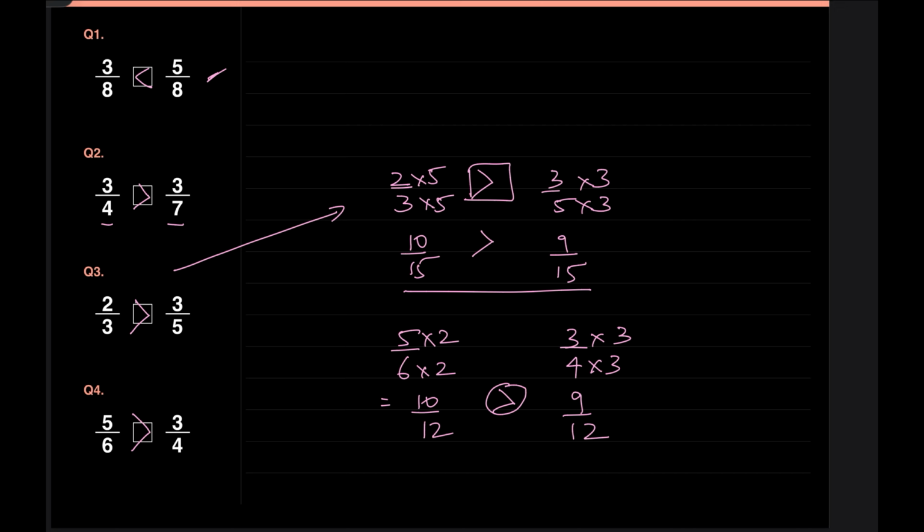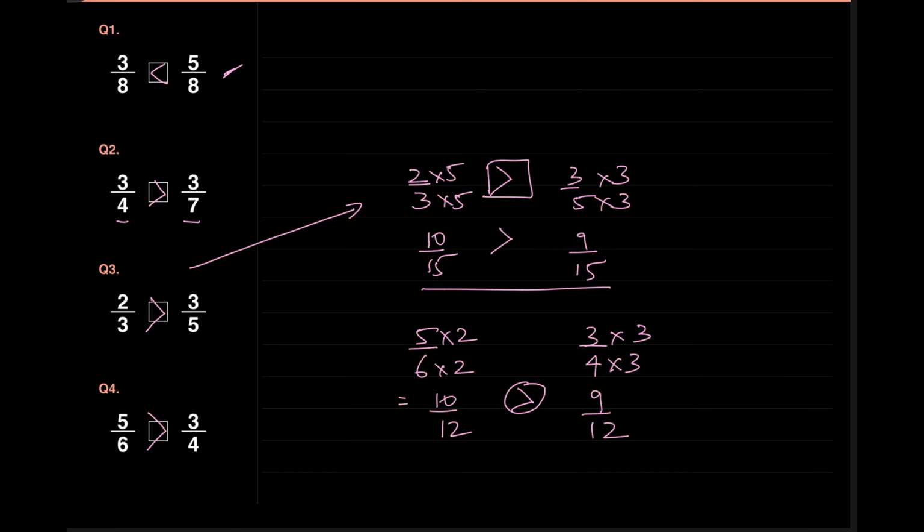Now where you write the answer is very important. Don't simply write 24 over 8. No, you cannot do that. That will not work. So I'll show you how to do that. First, 3 into 8 is 24 and 8 into 5 is 40. Which one is greater? Yep, we got this.